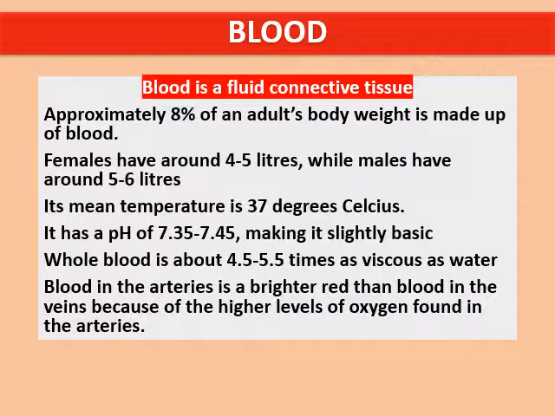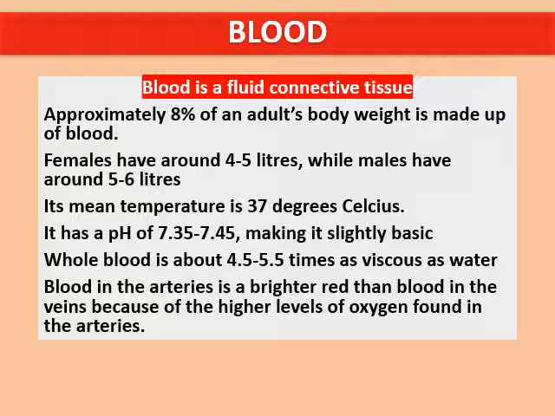As blood is composed of different types of cells, it's a fluid connective tissue. Approximately 8% of an adult's body weight is made up of blood. Females carry around 4 to 5 liters, while males carry around 5 to 6 liters of blood in their bodies. Its mean temperature is 37 degrees Celsius. It has a pH of 7.35 to 7.45, making it slightly basic.